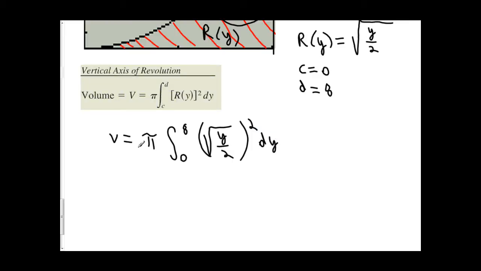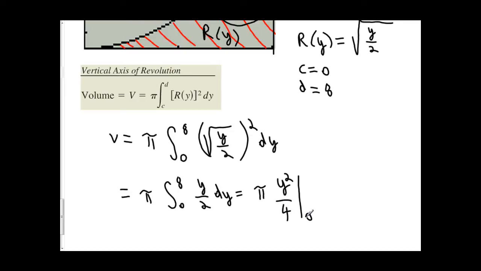Cleaning this integral up a little bit, we get that this volume is equal to pi times the integral from 0 to 8 of y over 2 dy, which is equal to pi times y squared over 4 evaluated from a lower limit of 0 to an upper limit of 8. Upon plugging in the limits of integration, we get that this is equal to 16 pi.